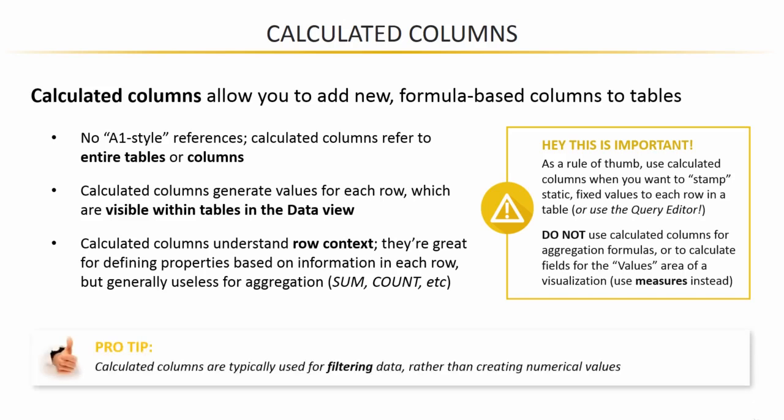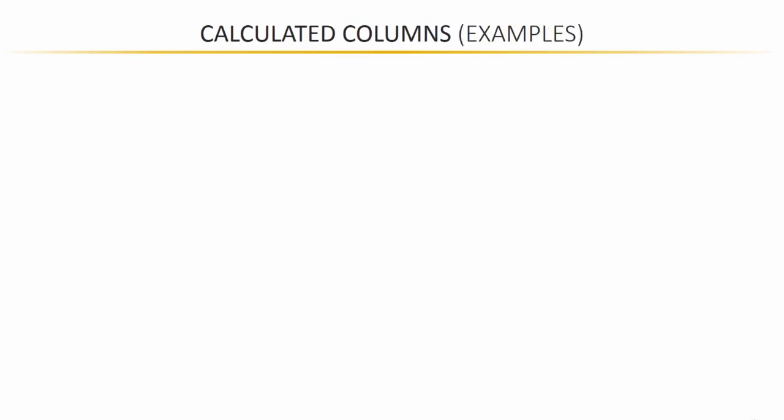So pro tip, calculated columns are typically used for filtering data, giving you new fields that you can use to create those filters rather than creating or defining new numerical values. So let's walk through a couple quick examples.